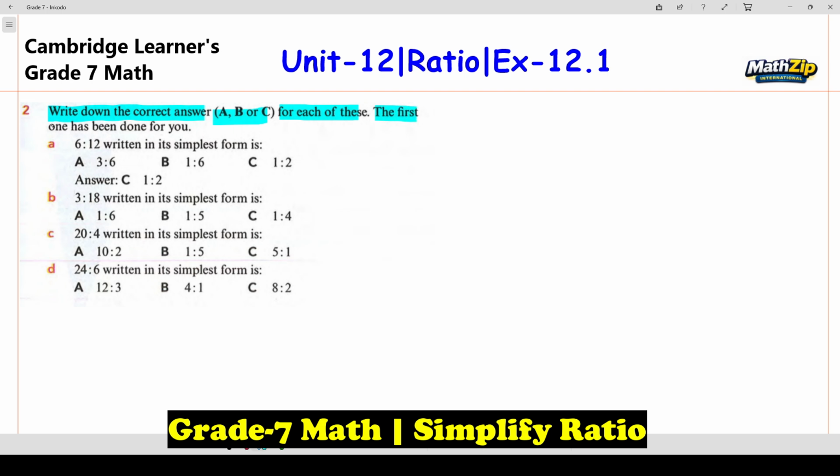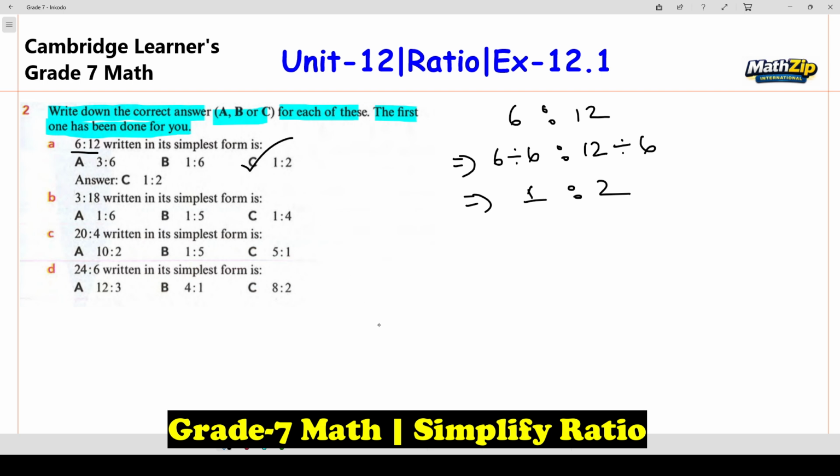Number 2, write down the correct answer A, B or C for each of these. The first one has been done for you. Here is 6 is to 12. So which one is the common thing? We can divide both things by 6, right? 6 divided 6 is to 12 divided 6. Now here is 1 is to 2. So which one is our correct answer? Correct answer is 1 is to 2. Okay.